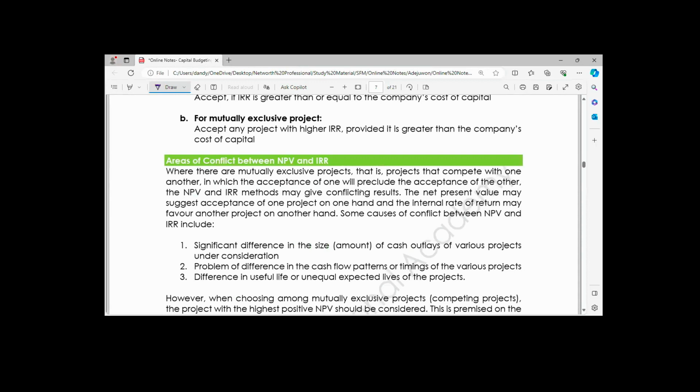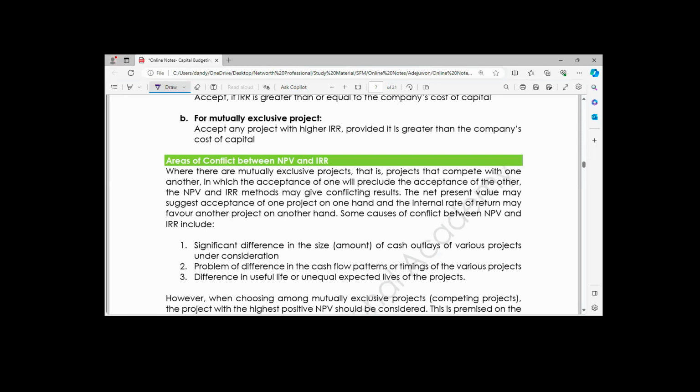Now, when there are mutually exclusive projects, I repeat, when there are mutually exclusive projects, the decision of NPV may be conflicting with the decision of internal rate of return. NPV may favor a particular project and internal rate of return may suggest another project. So this is an apparent conflict. So you need to know what is causing the conflict. Then how can you resolve the conflict?